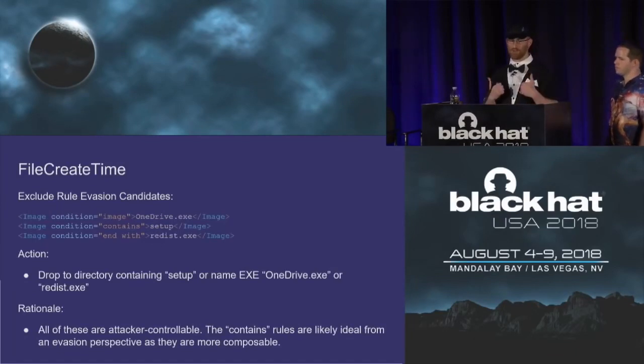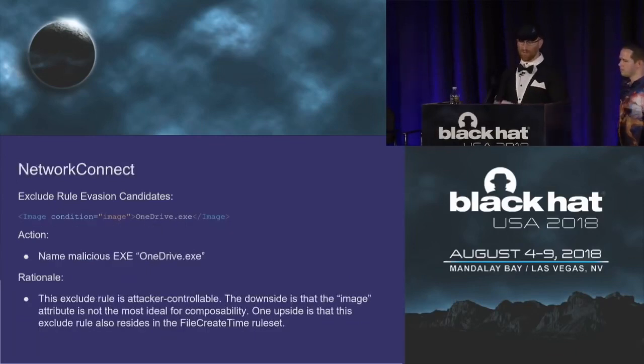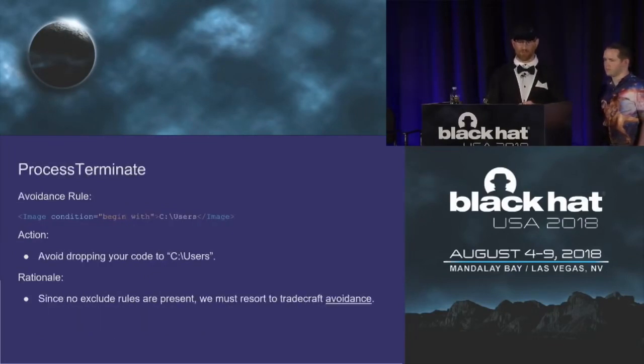We got another really good contains rule. So setup can be anywhere in the image path. Network connect. We have one that is not quite as good, so the file name must be OneDrive.exe in order for us to evade network connections. And that's based on the image condition. Process terminate, there weren't any good evasion candidates, so we would have to fall back to tradecraft avoidance.